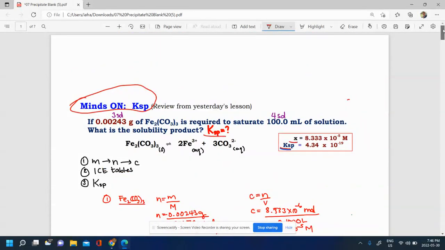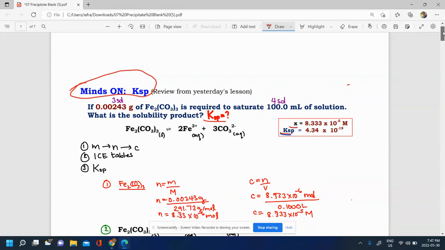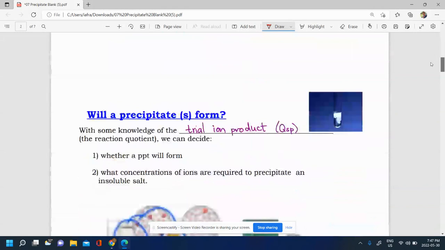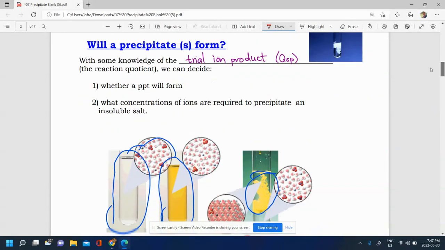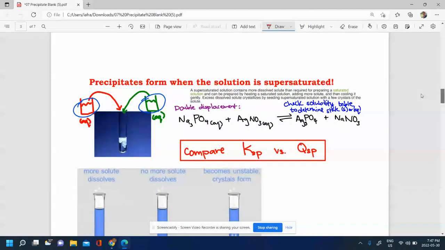If you have a hard time with this, I'd recommend that you go back to the previous lesson on MSP and KSP and try those skills out before you attempt this lesson here. So our goal for this lesson is to predict whether a precipitate will form when you mix two solutions together.